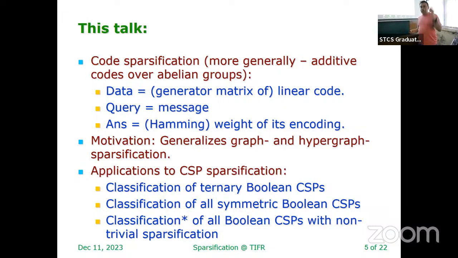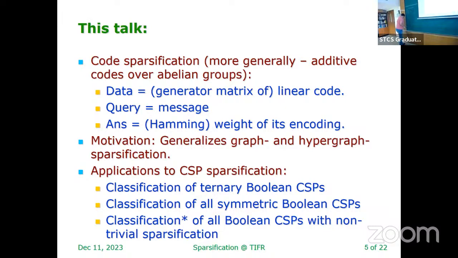But the reason we were really motivated by this question is that the one instance that we've talked about so far, which is graph sparsification, is a special case of code sparsification. So why is it a special case? If you consider a code generated by the following: if I have some graph G, which can also be viewed as the generator matrix of some code, look at the incidence matrix of this graph.